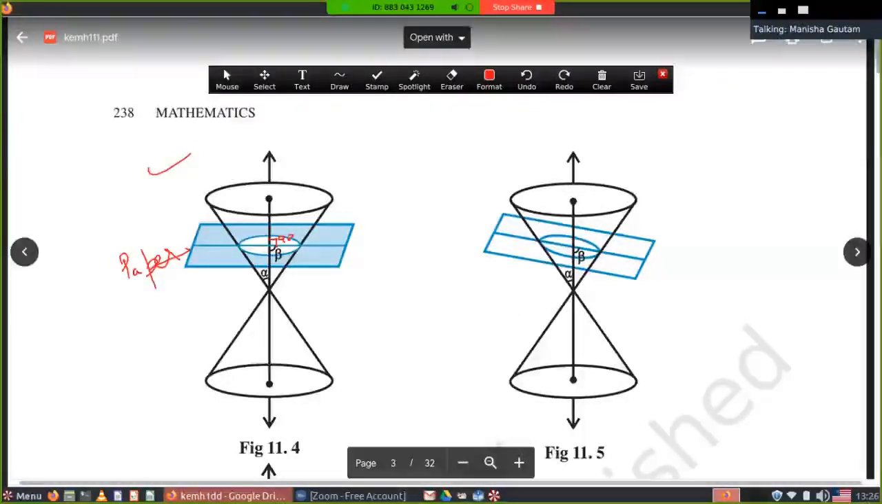It means the axis of the plane and the axis of the cone are making an angle of 90 degrees. Such a condition gives you a shape when you cut this cone: when beta is equal to 90 degrees, you get a shape which is known as a circle.